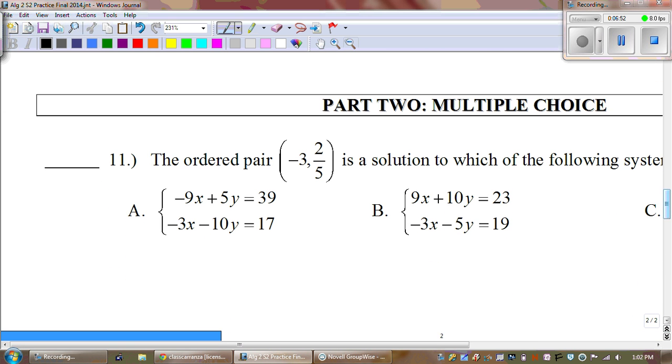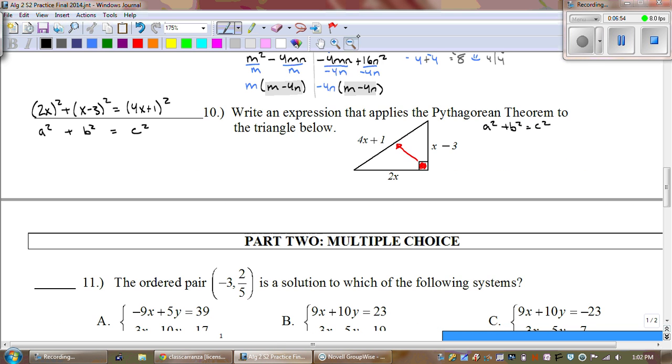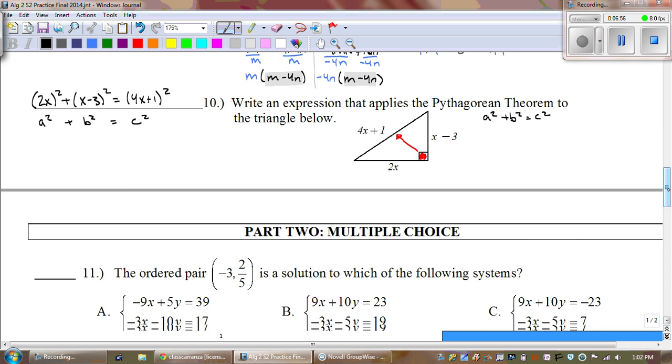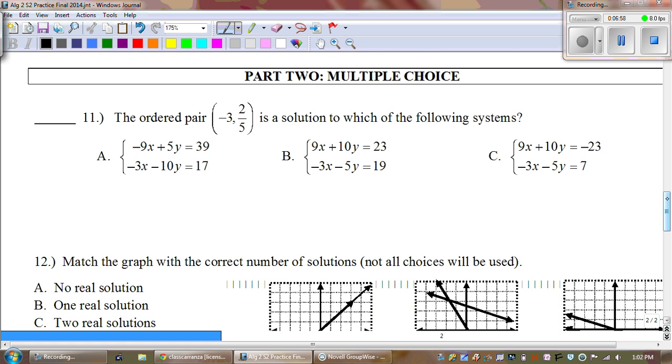Now we've got some multiple choice. This is not where you just get to, oh, I'm just going to circle it because it's multiple choice. No, come on, show your work. So number 11 says the ordered pair -3 and 2/5 is a solution to which of the following systems? Well, what that means is we have to plug it in. And if it doesn't work, then I know I don't have to check the rest of it. So let's check with the first one.